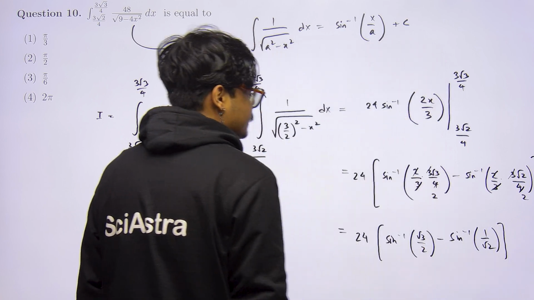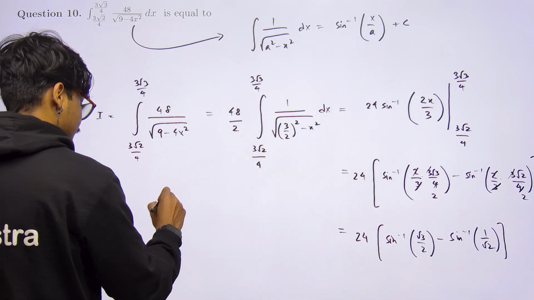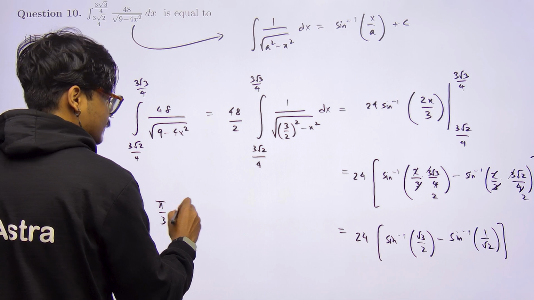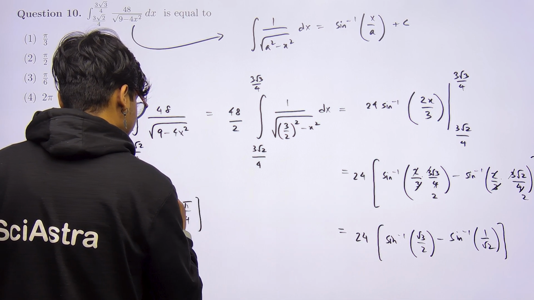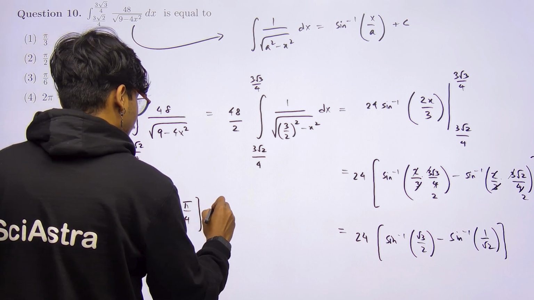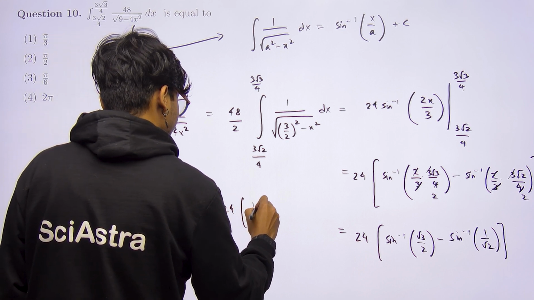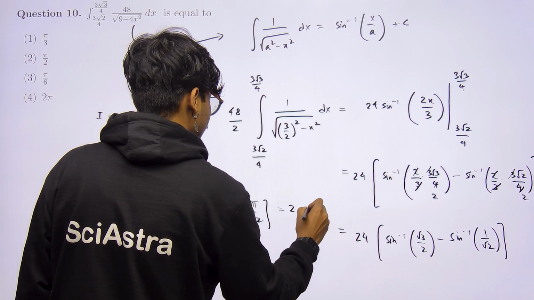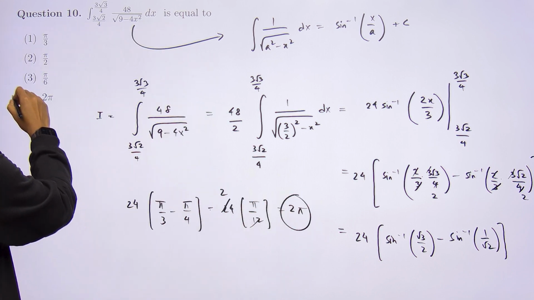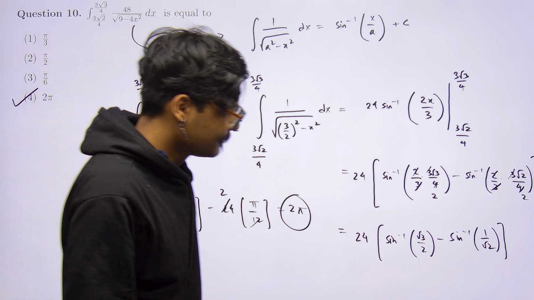Now sine inverse root 3 by 2 is basically pi by 3, and sine inverse 1 by root 2 is pi by 4. So this, and you have a 24 outside, which is 24 times pi by 12, which gives you 2 pi. So that's your required answer. So your option is option 4, 2 pi. Okay?